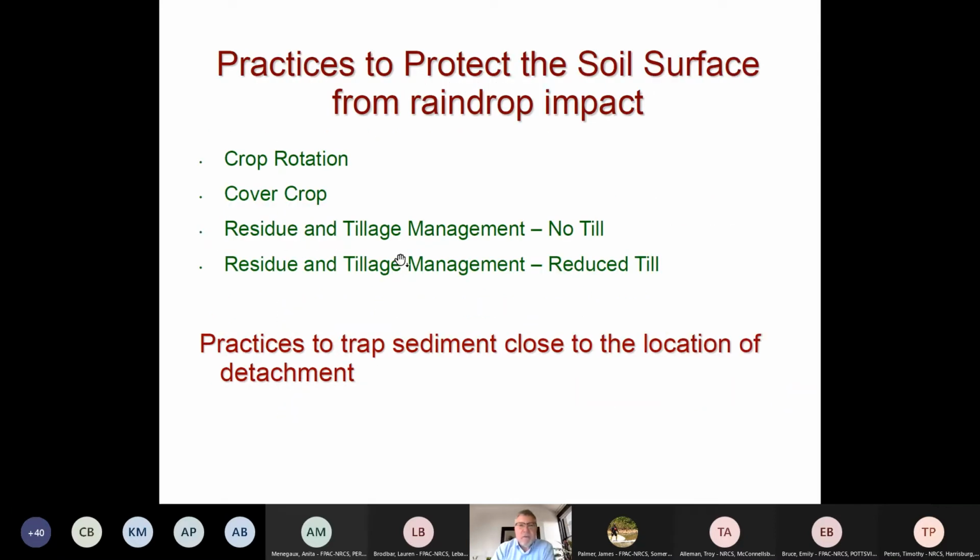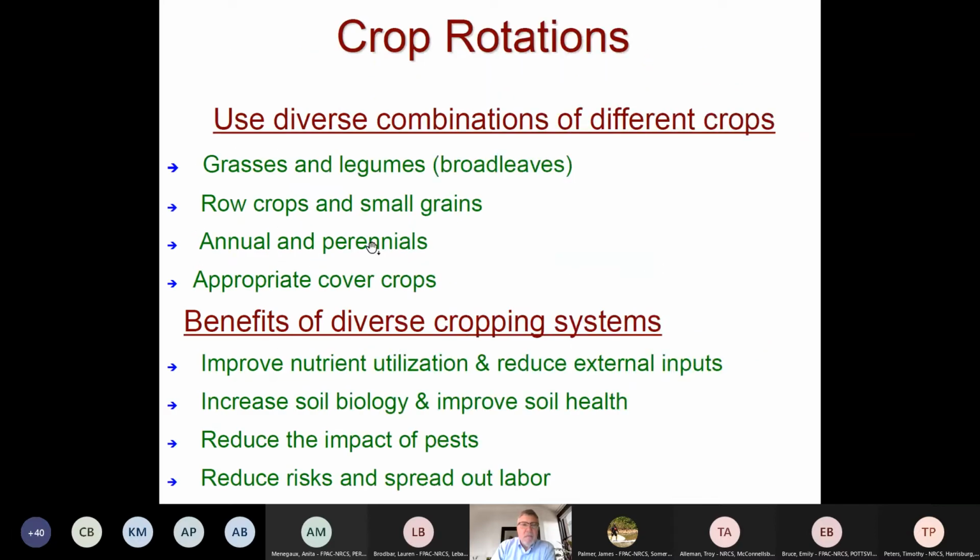What are the practices that protect the soil surface? Some primary practices that we have: a good crop rotation with a cover crop plan. These provide a good canopy and lots of roots in the soil to knit the soil together. Also it's important to have a minimal or no-till residue and tillage management system. These are practices that avoid the detachment and help to minimize the movement of our soil sediment.